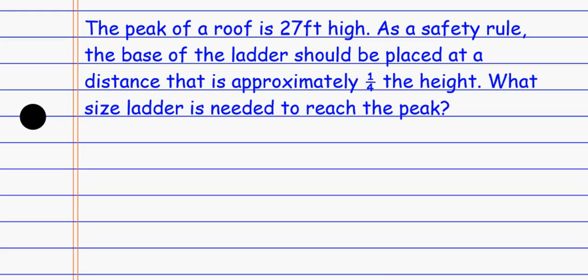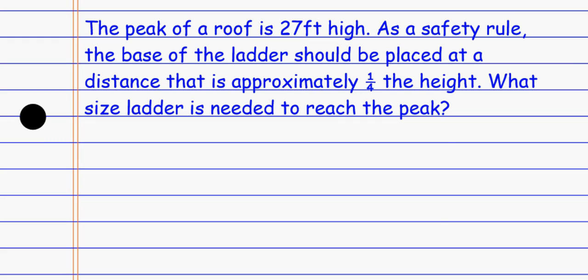If I look at this one, it's another ladder example, but kind of making it just a little bit more difficult and a little bit more applicable here. The peak of a roof is 27 feet high. See, this time I want to figure out what size ladder I'm going to need. As a safety rule, the base of the ladder should be placed at a distance that is approximately 1/4 the height that you're trying to reach. And so we want to know what size ladder I'm going to need.